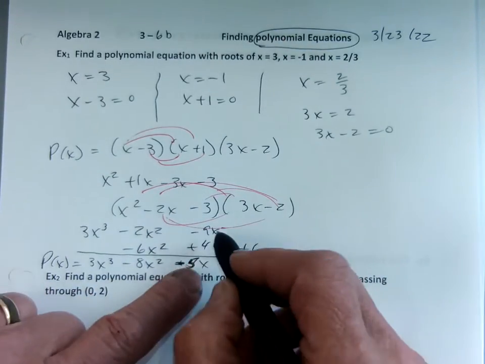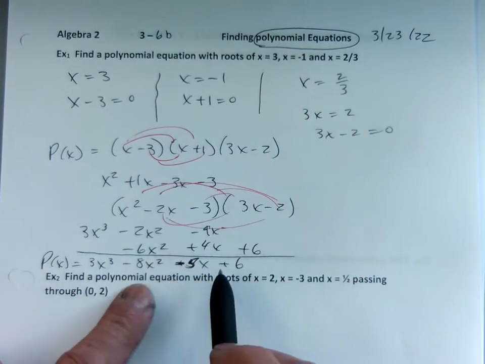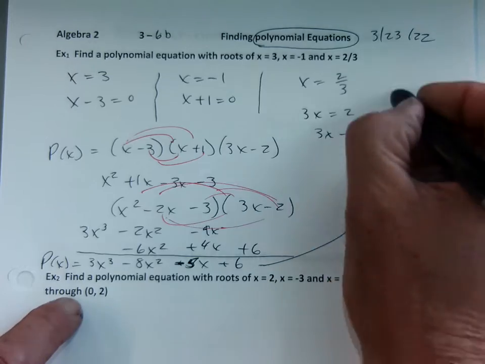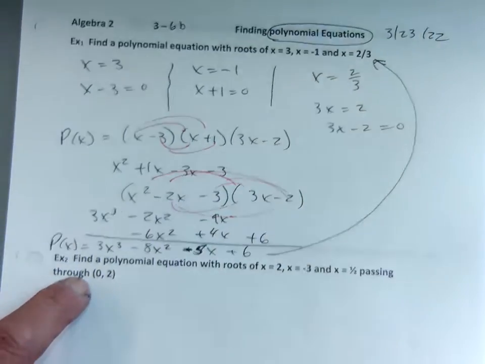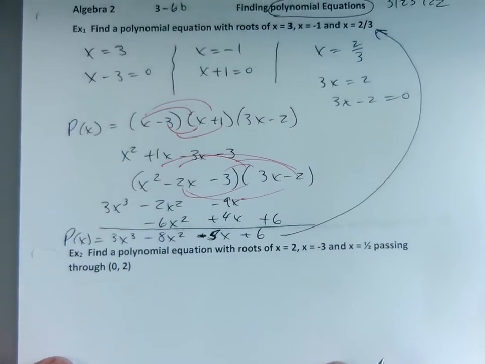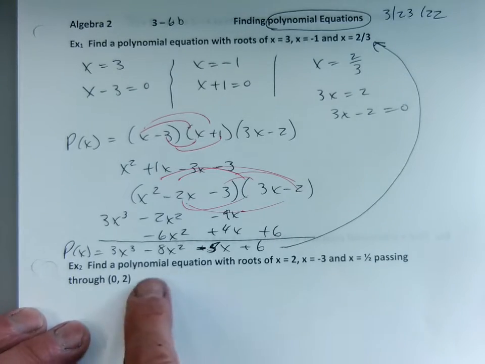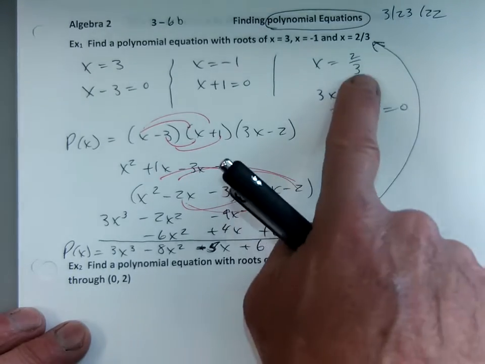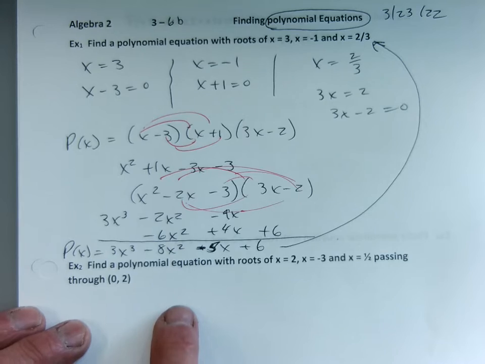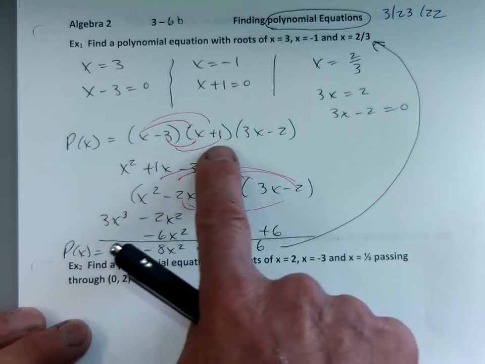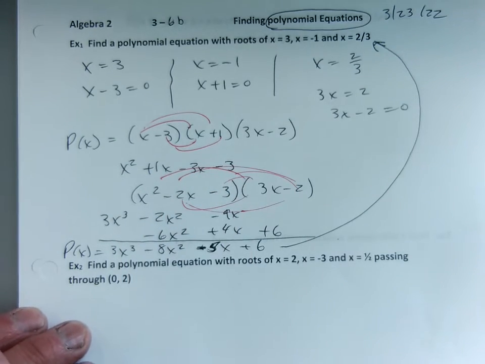Yeah, that's a negative 9x. Sorry. This is the equation that has those zeros. Just kidding. Okay, this is the polynomial that has these zeros. It probably factors into that. Pretty sure. This isn't too hard.